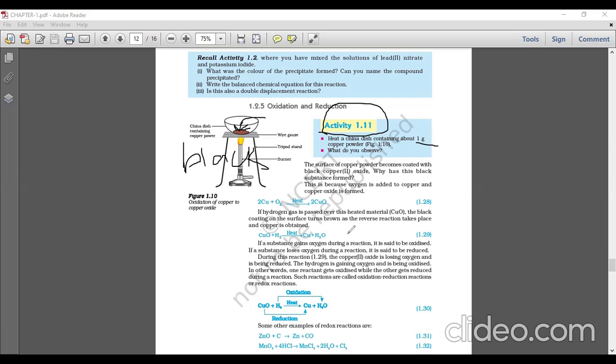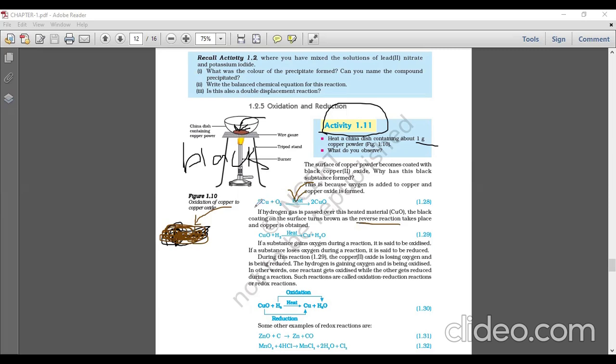Now let us assume that this is the copper powder which turned black after heating. Now he's saying to pass hydrogen gas through it. Then the color changes again and comes back to the same brown color. Here we are giving heat energy, absorbing heat energy, so again this is an example of an endothermic reaction. These are called reverse reactions.